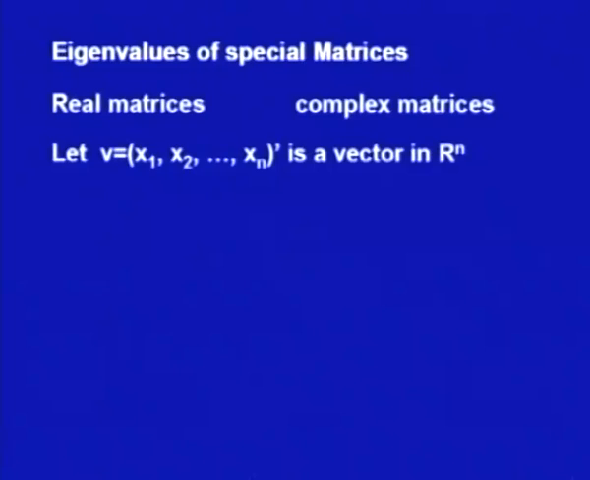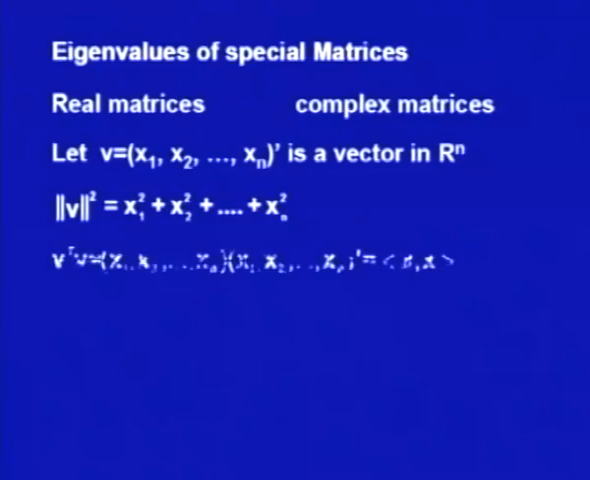Let us consider a vector V in Rn consisting of components x1, x2, xn. So, V is equal to x1, x2, xn transpose, a vector in Rn. Then the length of the vector V is defined as x1 square plus x2 square plus xn square. Now, length, as we all know, is a positive number and it is 0 only when the individual components x1, x2, xn are 0.